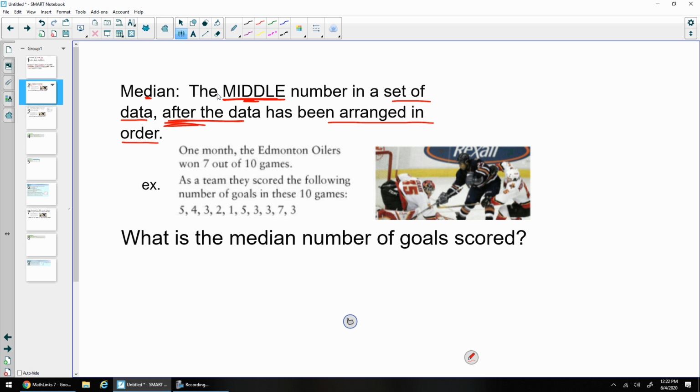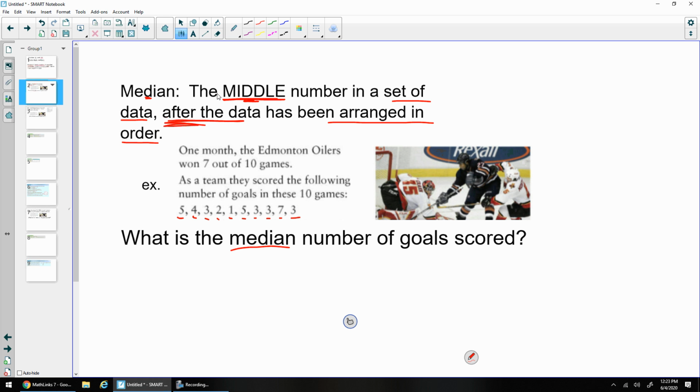So in this example, the Edmonton Oilers, they won 7 out of 10 games 1 month. As a team, they scored the following number of goals in these 10 games. So they scored 5 goals, then 4 goals, then 3 goals, then 2 goals, then only 1. Probably lost that game. Then 5, then 3, then 3, then 7, then 3. Okay? So those are the 10 games. Those are how many goals they scored in each of those games. So what is the median number of goals scored? Or in this set of numbers, what is the middle number?